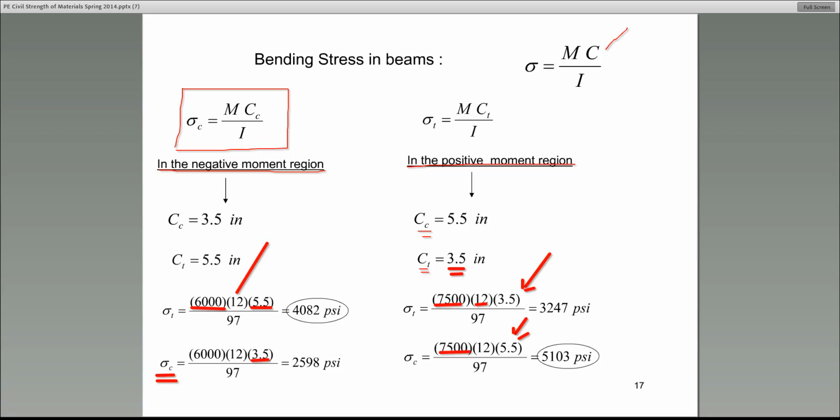Let me see if I can change this color. And here's what we're going to do. The problem asks for the maximum bending stress in tension. So for bending in tension, we compare 4,082 and 3,247. Which one is higher? 4,082. So that's the answer for bending stress in tension. That's the maximum. What about in compression? In compression, we have two values.